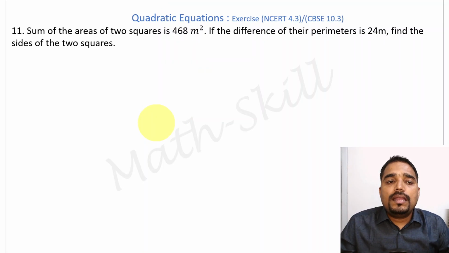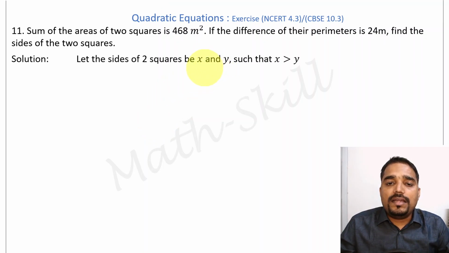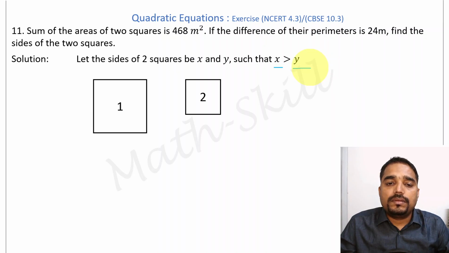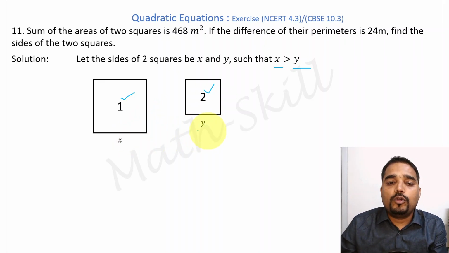So for this, let us assume the sides of two squares to be x and y units or y meters such that x is greater than y. That is, let the two squares be square number 1 and square number 2 such that the length of a side of square 1 is x units and of square 2 is y meters.